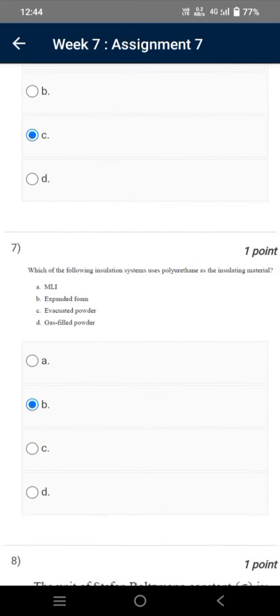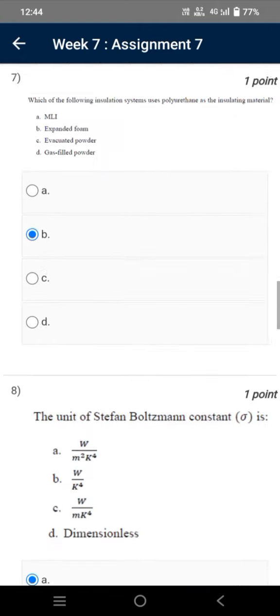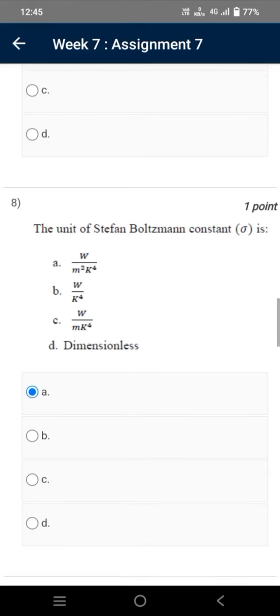Question seventh, answer will be option B. Expanded foam. Question 8, answer will be option A. W by m square k to the power 4.